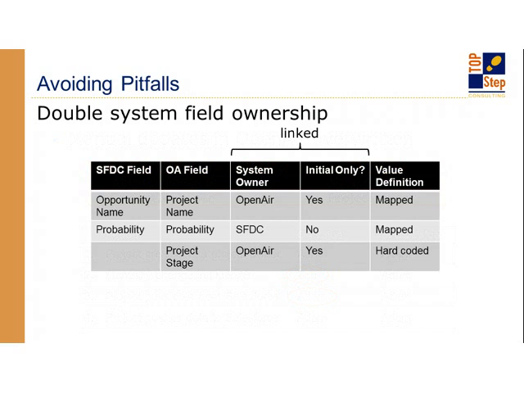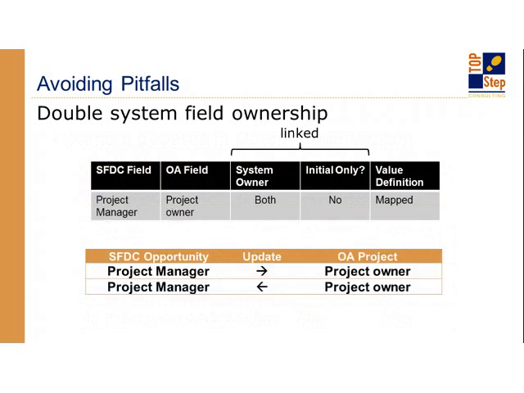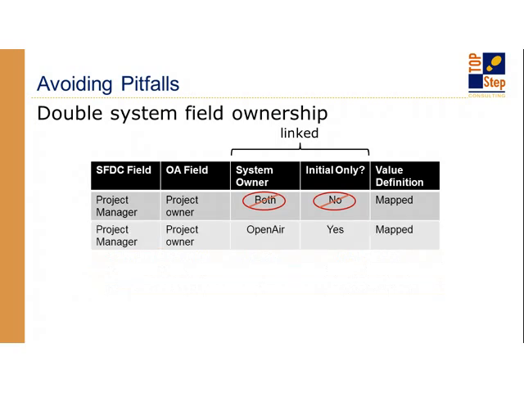This is what we looked at before, but in our example now, we wanted to say the project manager, both systems can own the data. So it's always updated. But as we just saw, that doesn't work. So we can't do that. We have to say, nope, OpenAir owns the project owner. If we're going to update it in Salesforce, then it has to be pushed the first time only from Salesforce to OpenAir, and then thereafter, only OpenAir updates Salesforce. So how you set that up is very, very important.